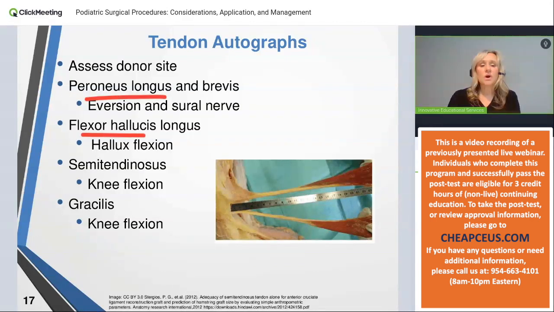The flexor hallucis longus is another common donor site that is utilized. We want to make sure that we are assessing the hallux flexion for that patient. It is important that that toe remains stabilized on the ground. So if that was the donor site that was utilized, part of your rehab is going to incorporate looking at that patient when you're doing those weight bearing and balance exercises as you progress.